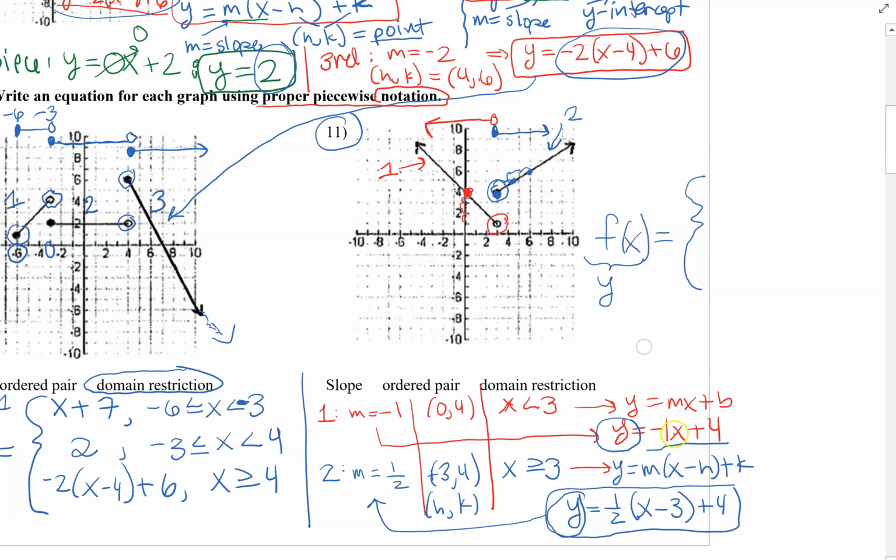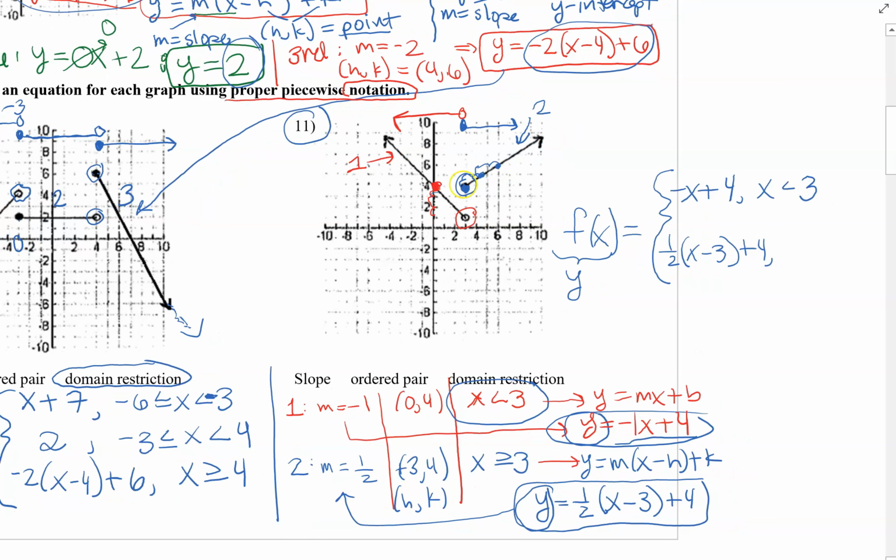So the first piece was -x plus 4, that was referring to this line here, and that occurred over the domain where x was less than 3, not including 3. So that was our domain restriction for that first piece. And then the second piece was 1/2 parentheses x minus 3 plus 4, and that was occurring for values of x that were greater than or equal to 3.